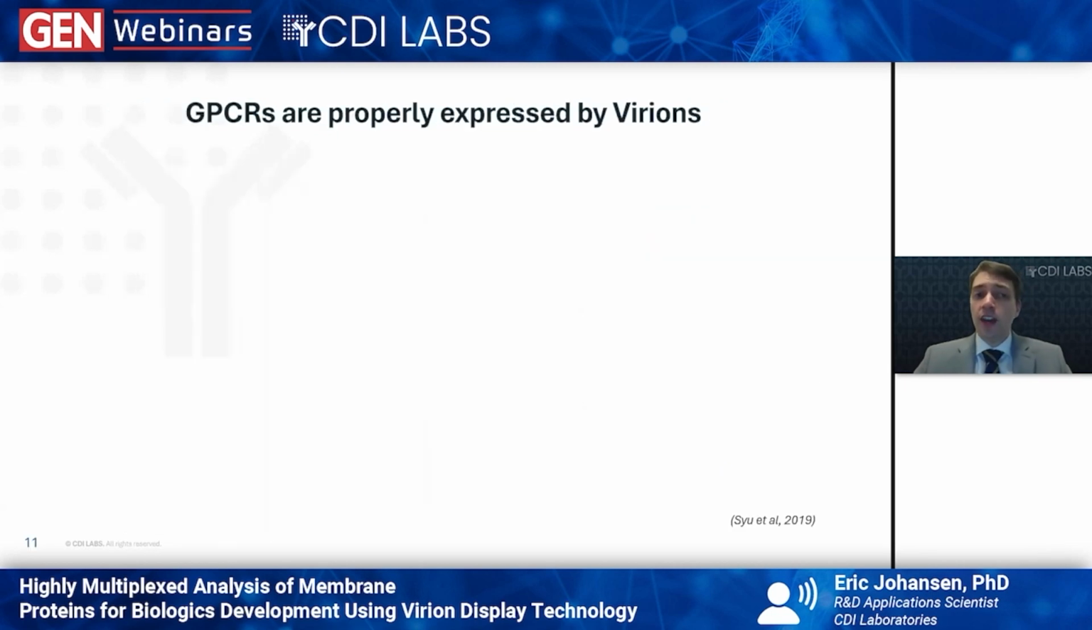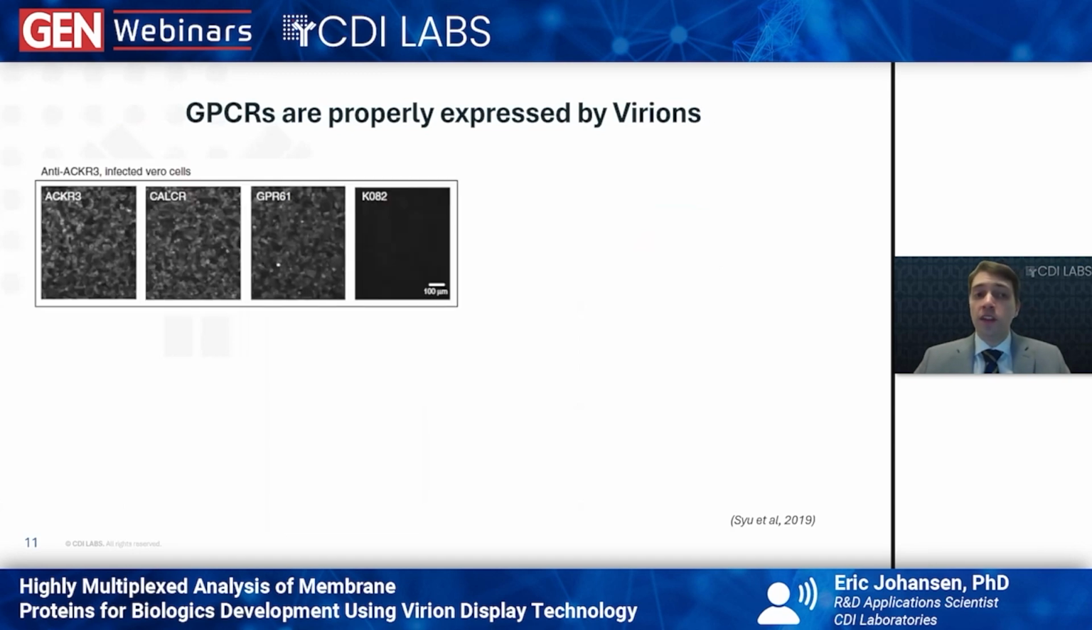So to demonstrate that the GPCRs are properly expressed by virions, we infect the cell line with the viruses in order to drive expression of the GPCR. In this case, we are doing a cell surface stain with a fluorescently labeled antibody, the anti-ACR3 as previously shown, to demonstrate that it is in fact binding ACR3, CalCR, and GPR61 as we saw on the array format.